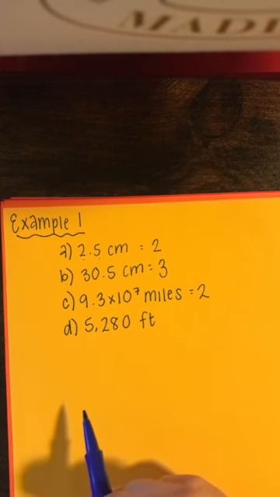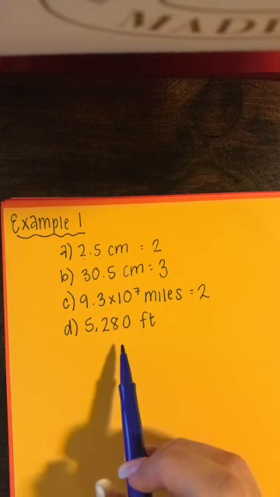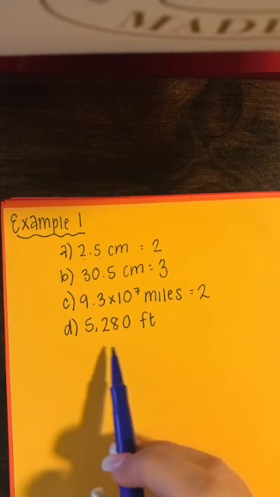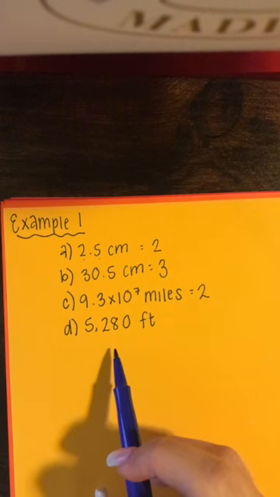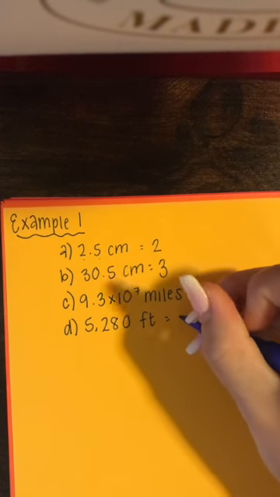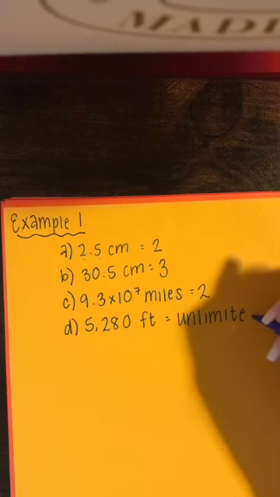For D, we have a mile is 5,280 feet. So this is an exact number. So this means that it can have an unlimited number of significant figures. So this answer will be unlimited because it is exact.